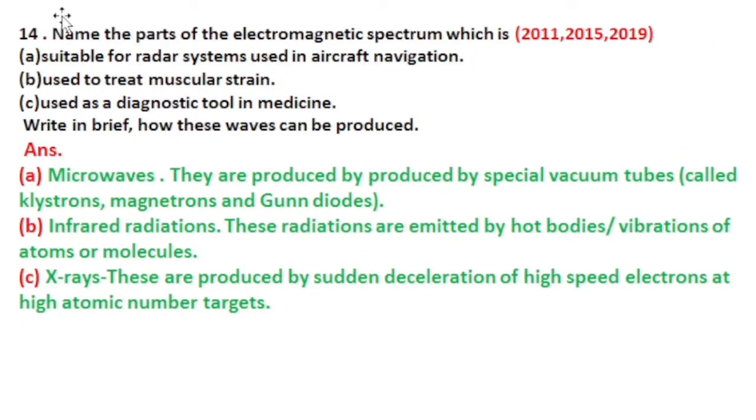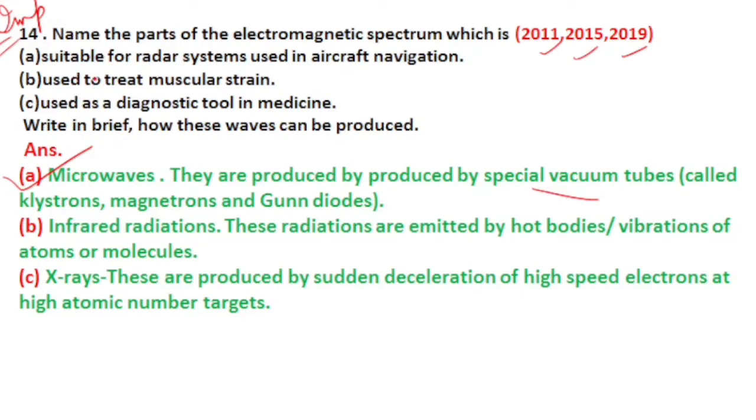Next, question number 14. It also comes in the year 2011, 15, 19. It is very important for this year, also as a 3 marks question, right? Name the parts of the electromagnetic spectrum which is suitable for radar system used in aircraft navigation. Which electromagnetic radiation is used for radar system? Yes, very good. Microwaves. And they are produced by special vacuum tubes called magnetrons and gunn diodes.